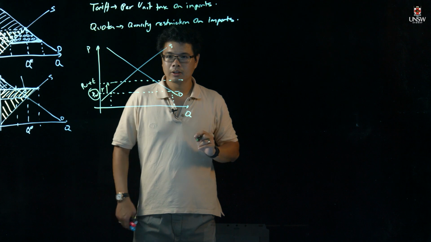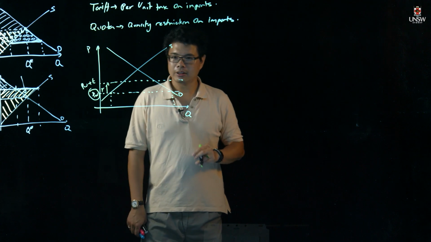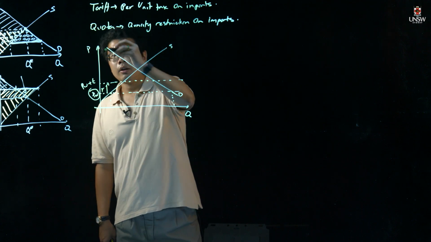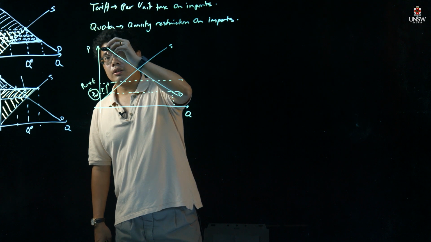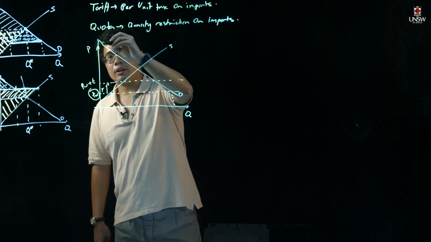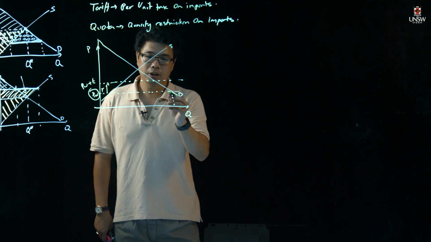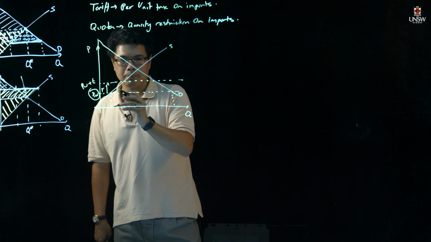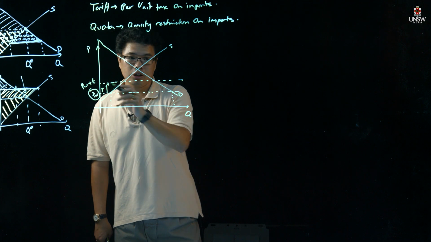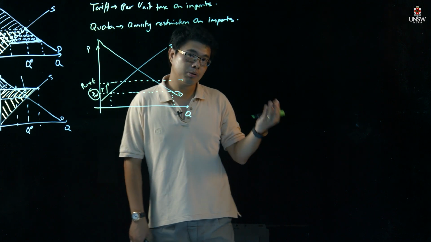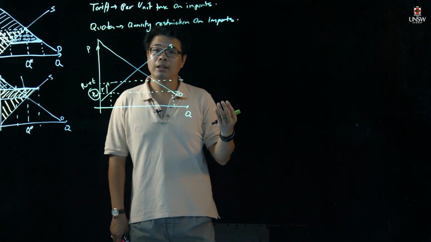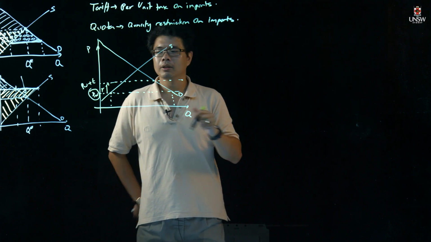Let's think about what's effectively happened here. The first thing to notice is the reduction in consumer surplus, because think about what's happened. The price has gone up. So what would you expect to happen? If prices go up, the quantity demanded is always going to come down, isn't it?